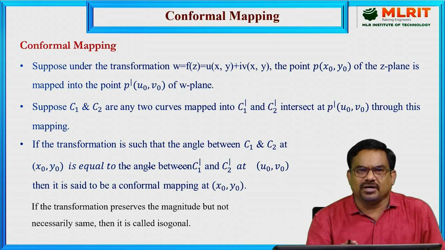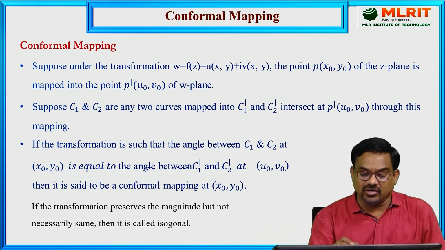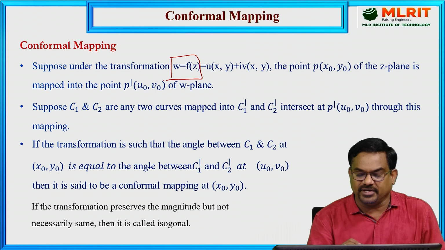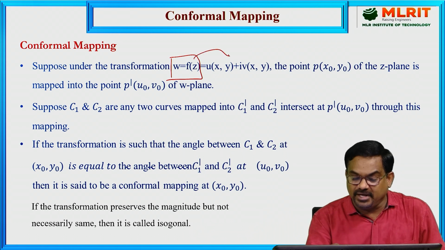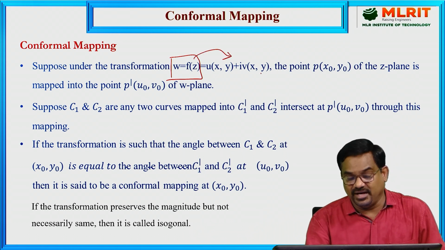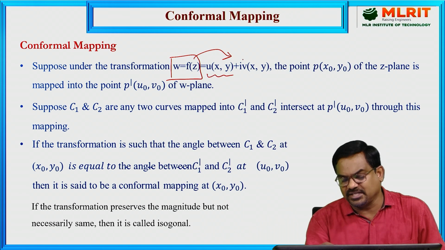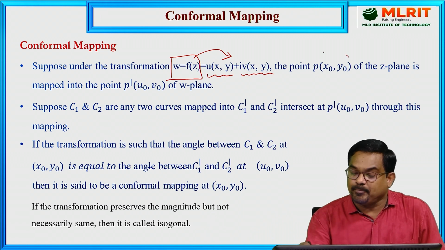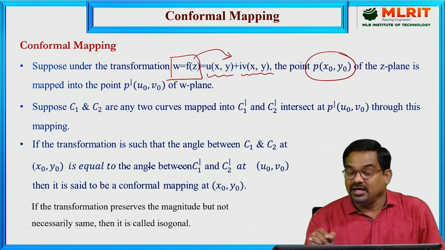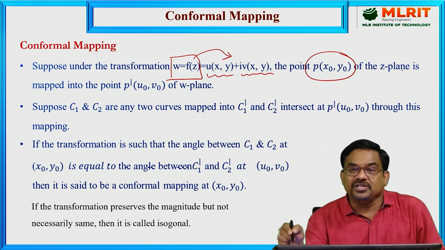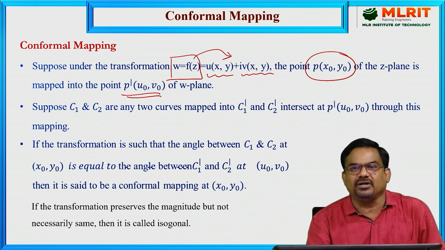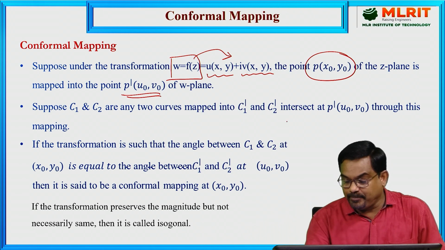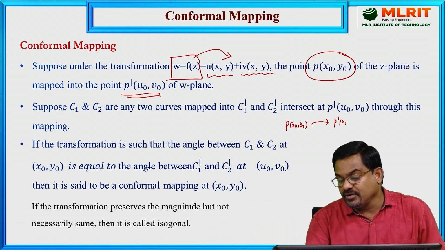Now coming to conformal mapping, let us consider a transformation w equal to f of z, where f of z is a complex function, u of x comma y plus i times v of x comma y. Consider a point P(x0, y0) in the z plane, which is mapped to P dash (u0, v0) in the w plane.